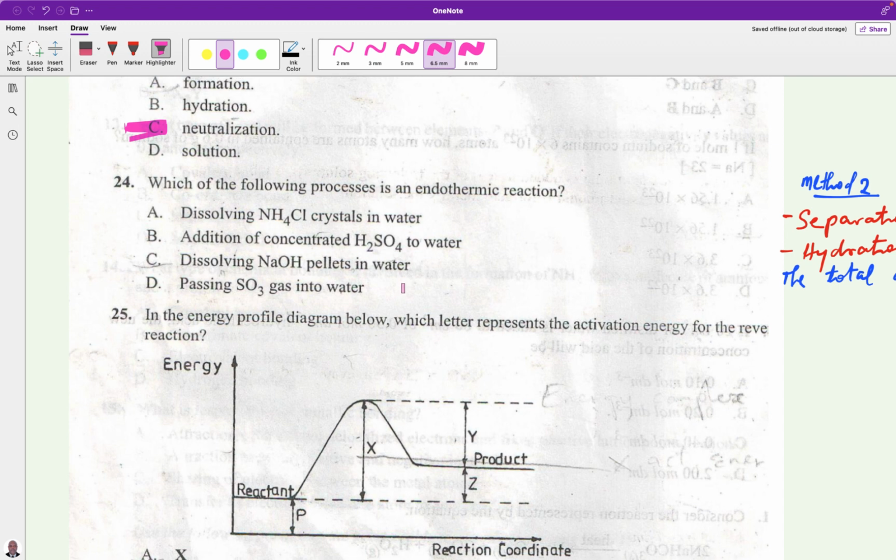Sulfurous acid is being formed. So in that case, heat is being released in this case. So D is out of the question. The only one that is an endothermic reaction that will result in the breaking of bonds will be A. So our answer for 24 is A.